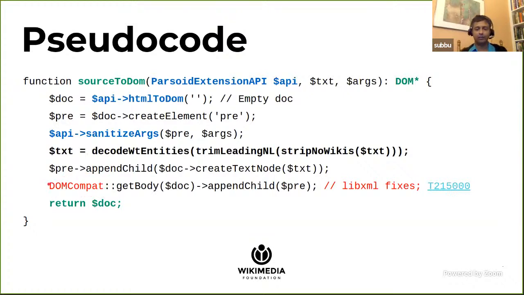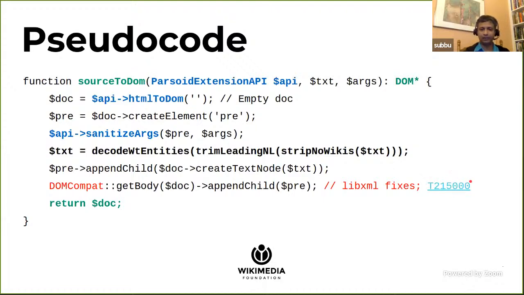The reason this exists is because the libxml DOM library is not entirely spec compliant with respect to DOM version 2. And therefore, in Parsoid, we've built a compatibility layer to make sure that the implementation is spec compliant. So we recommend that we use the DOM compat method instead of using libxml directly. If you want more details, you can go to this particular Phab task and look at why that's the case.